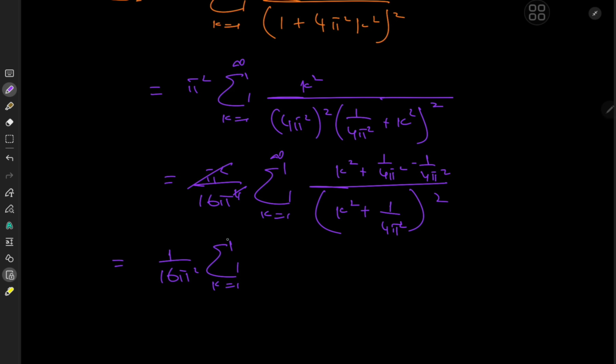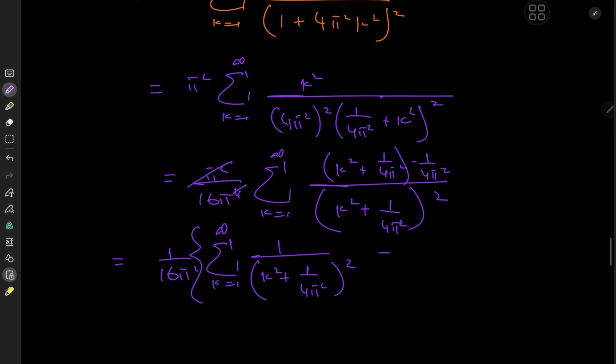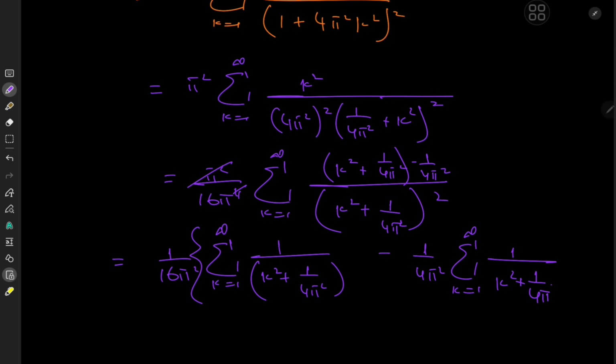times the sum over k from 1 to infinity of, okay, I'm going to club these two together and use linearity. So that means I have some cancellation taking place. I now have 1 over (k squared plus 1 over 4 pi squared), which is exactly what I'm comfortable working with, minus 1 over 4 pi squared times the sum over k from 1 to infinity of 1 over, oh wait, there was cancellation over there, but no cancellation over here, which is still pretty cool.